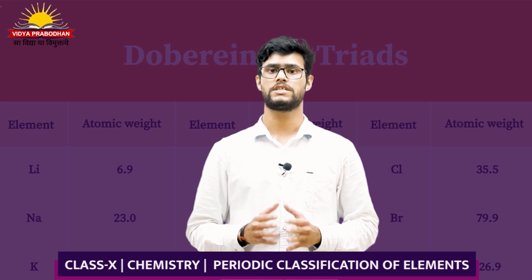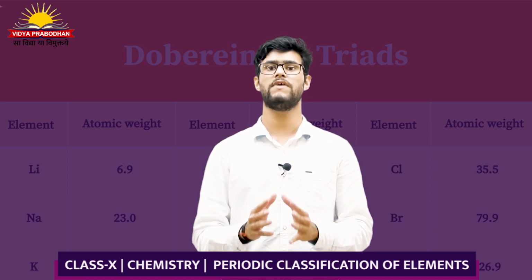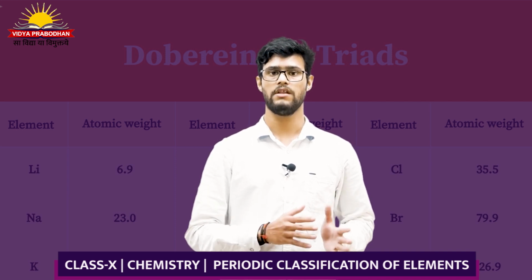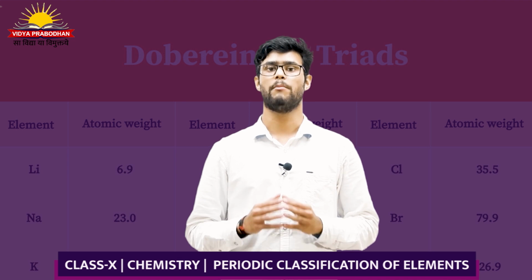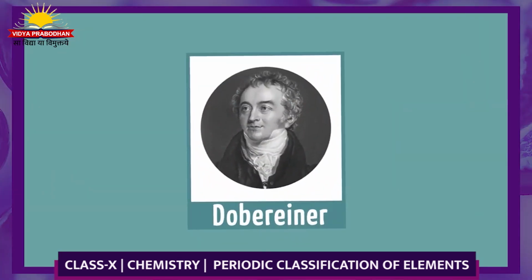We will now describe the various attempts which have been made to classify the elements from time to time. And finally, we will discuss the modern classification of elements. Let us start with Dobereiner's triads.